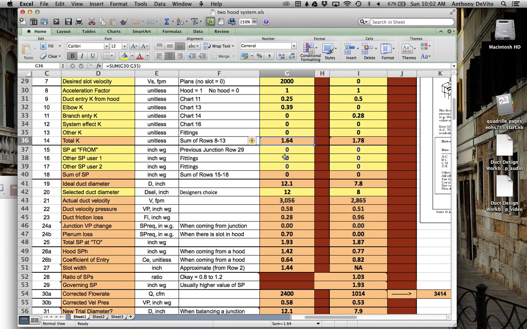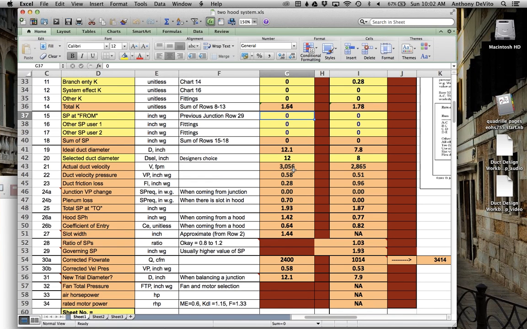If you use the hand chart, which is laid out exactly like this, you can see the formulas on the side that you would use to do these calculations. Static pressure from is 0 because it's coming from outside air. Okay, so now it's done our calculation. The ideal duct diameter is 12.1 inches. We select 12 inches, which is a little bit less, so we get our full 3,000 feet per minute from this particular size duct.